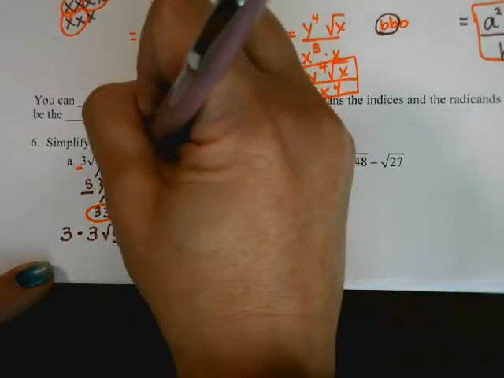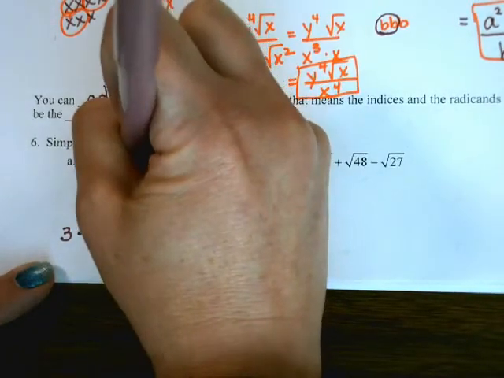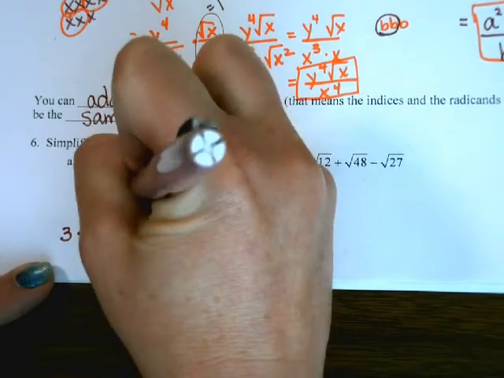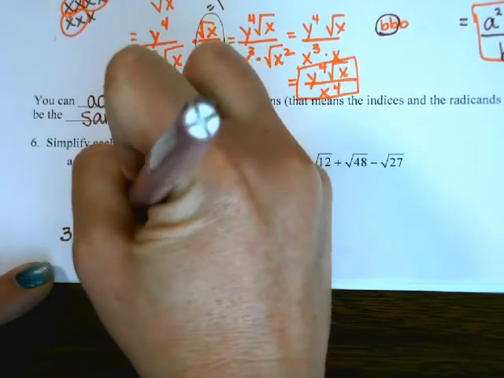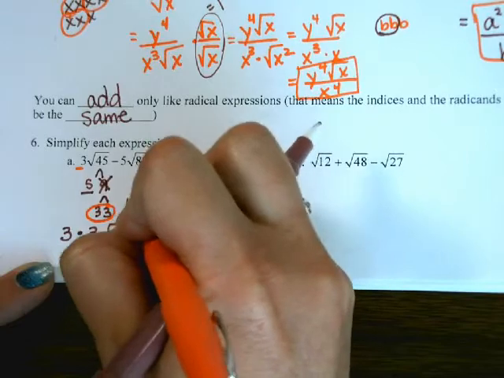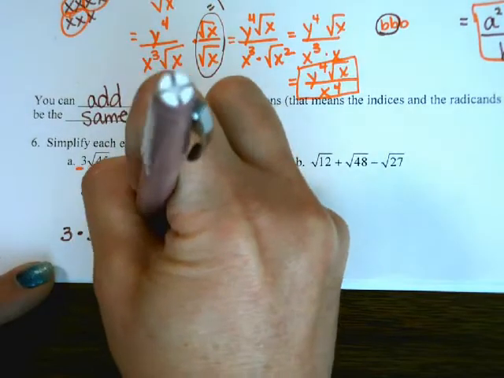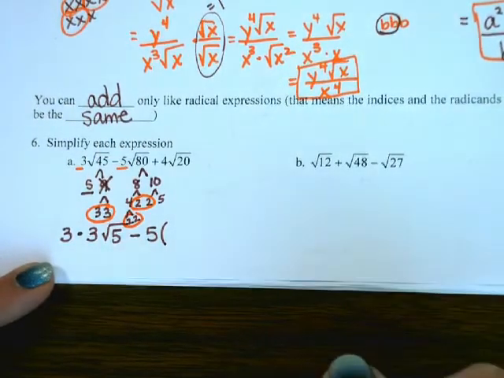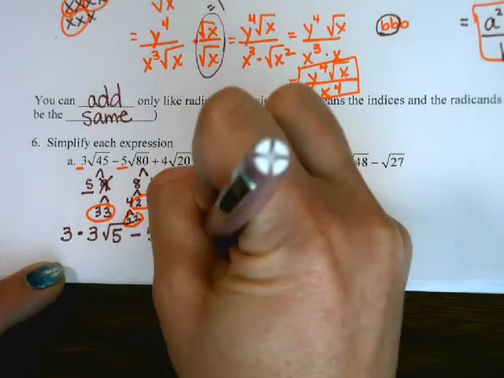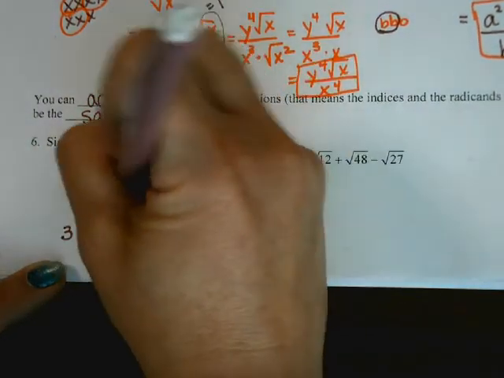Okay, how about 80? How do you want to break down 80? 8 and 10. If you would have said 2 and 40, that's fine too. 8 and 10. 5 and 2. 2 and 4. 2 and 2. I'm running out of room. All right, I have a negative 5 out front. How many groups of 2s came out? 2 groups of 2s. What has to stay? The 5, right?